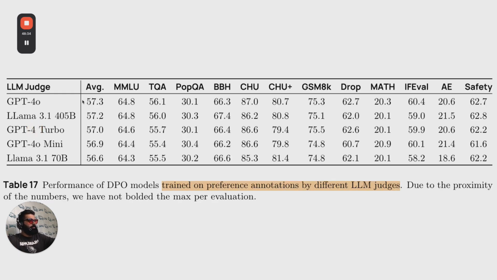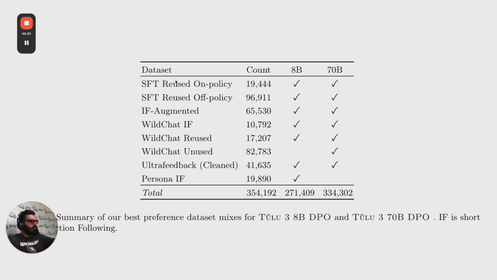This is the comparison showing that GPT-4o, when used as the preference annotator, yields the best final DPO results with an average of 57.3 across these benchmarks. And this is showing how they used some reused data. They used WildChat data. They used UltraFeedback cleaned, and then they used this dataset called Persona IF, which we're going to talk about as well.